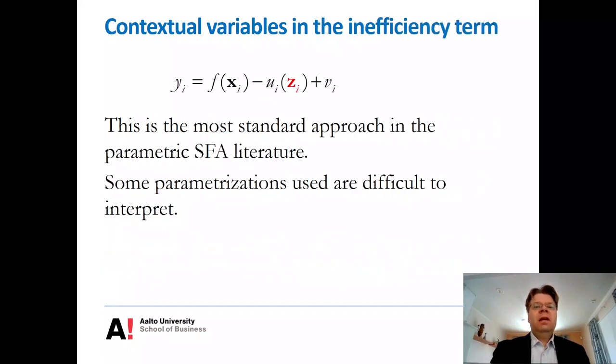The more classical SFA approach, on the other hand, is to treat these Z variables as part of the inefficiency term U. So this inefficiency depends now on the Z variables. We will discuss some alternative parameterizations in the next lesson, where we look into the SFA treatment in more detail. So that's another possibility to model the Z variables, that they influence the distribution of the inefficiency term.